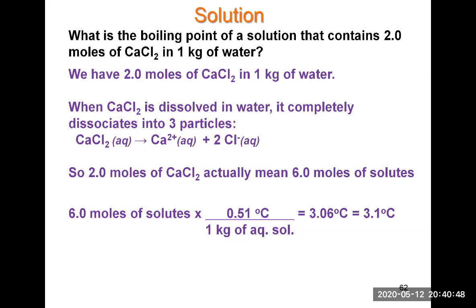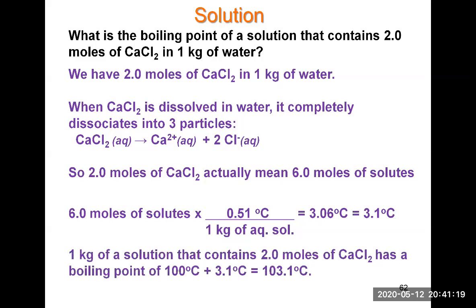And 6 times 0.51 is 3.06 degrees. And we will round to 2 sig figs here because 6.0 moles has 2 sig figs, and 0.51 degrees also has 2 sig figs. And the 1 kilogram is an exact number here. So you will round to 3.1.